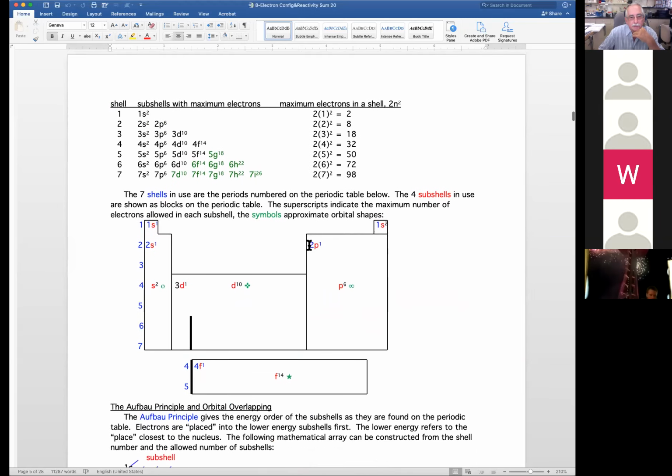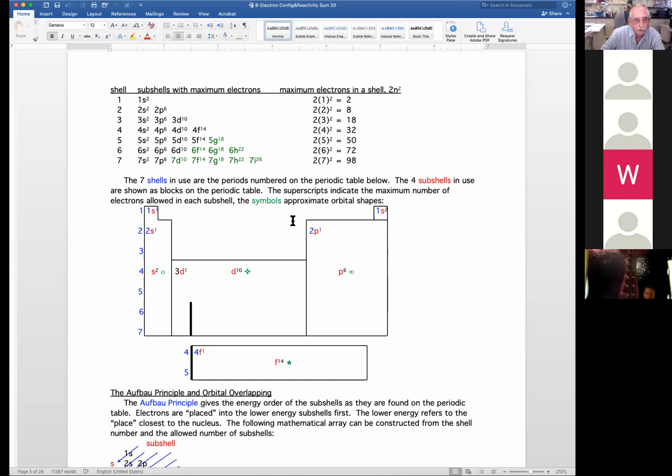So here's what I did to try to organize this for you. In shell number 1, you can have only 1 subshell. That's an S. How many electrons can you get in an S? 2, and now it's full. So look, 2 times n squared, when n is 1, gives you 2. Then shell number 2, you can have 2 subshells, an S and a P. You can get 2 in an S, 6 in a P, so that's 8. Look, 2 times 4 is 8. See how that works? We're just following this.